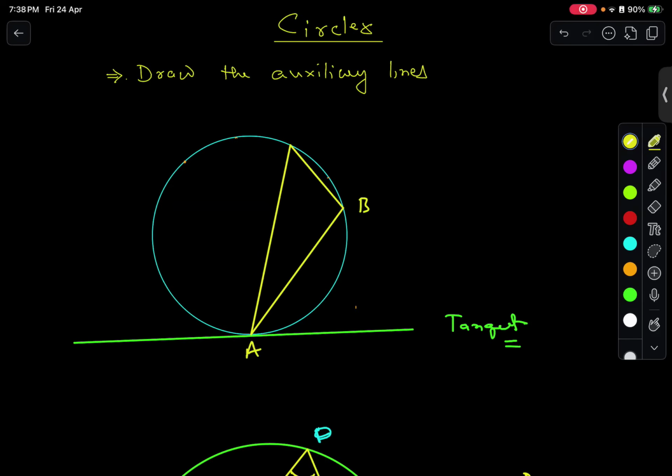A, B, C, and let this be D. So this angle is alpha, so this angle will be alpha too. Very important property. Here is the center, which I'm denoting as O. So the chord AB with the tangent makes the same angle with the angle in the alternate segment, ACB.